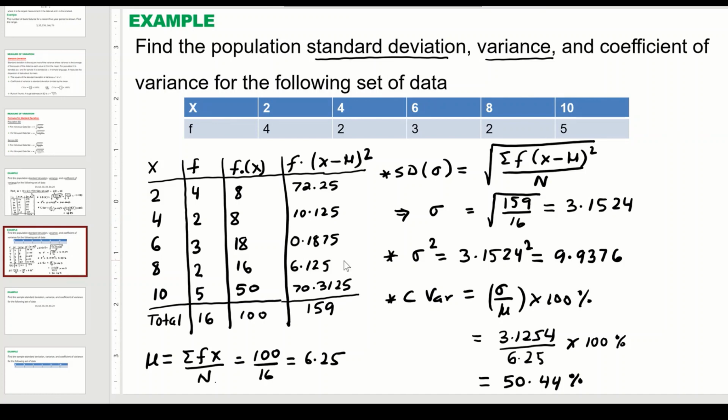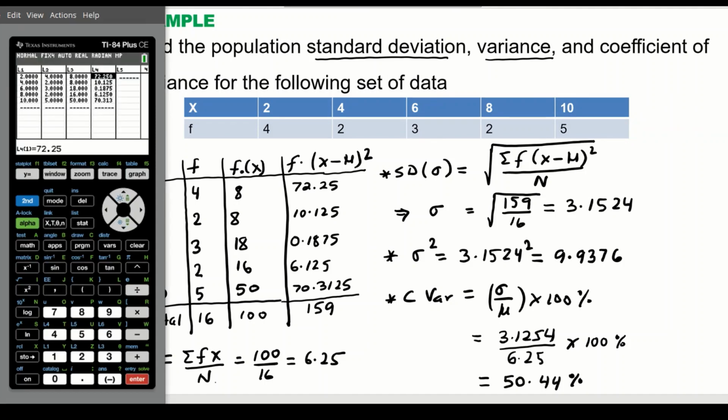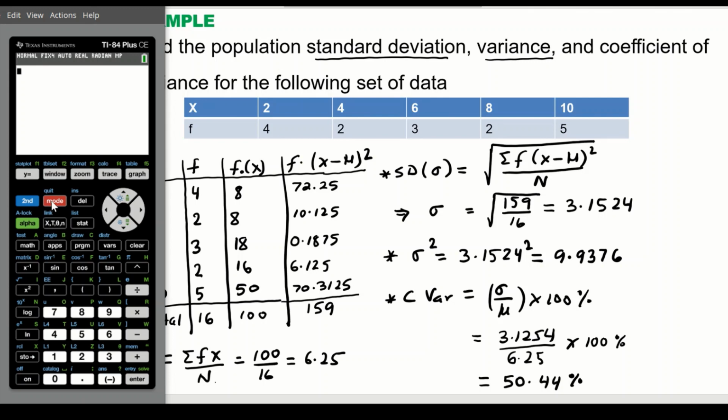You can also check your answer using the calculator. We already have the data entered in the calculator. Go back to the main screen by pressing second and mode. Your data is stored here. Remember, you have the x value in list 1 and frequency in list 2. Go to stat, then calculate, and hit number 1, one variable stats, and enter that.